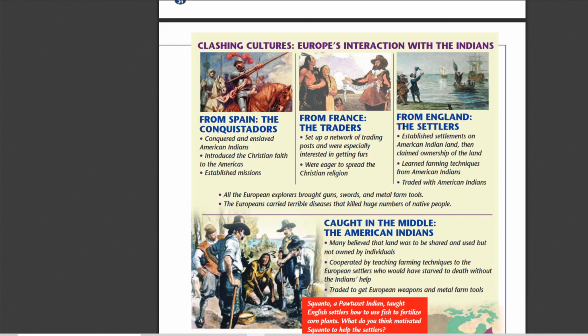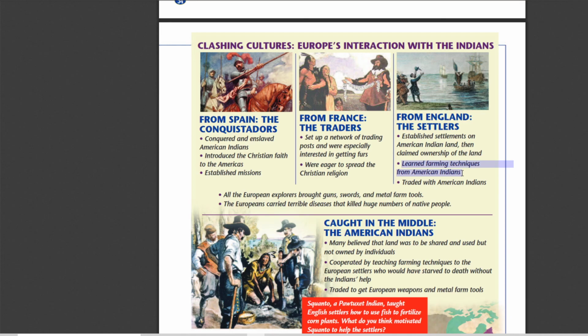The English are going to be known as the settlers. Now, like the French, they traded with the American Indians. They were very interested in trade. They learned new farming techniques from the Indians. You would think that the Europeans would know how to farm. They did, but the land here was different.